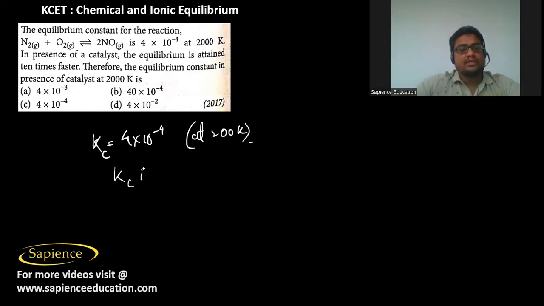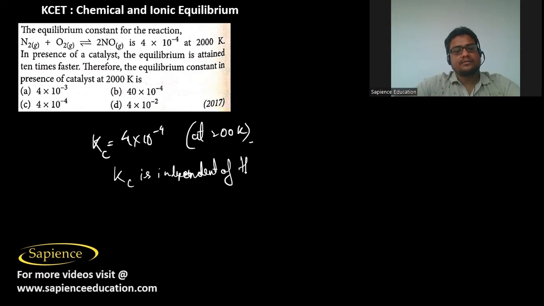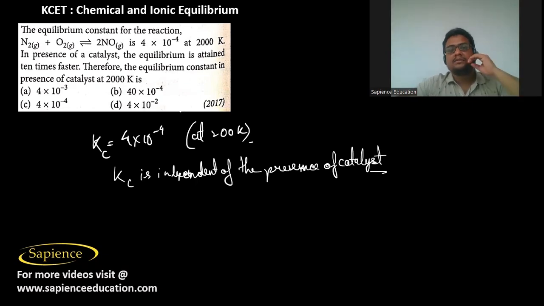So now the equilibrium constant Kc is independent. That means the value of the equilibrium constant Kc is independent of the presence of catalyst. The presence of catalyst only makes the equilibrium be attained faster, since the rate of the reaction will be increased due to the presence of the catalyst.